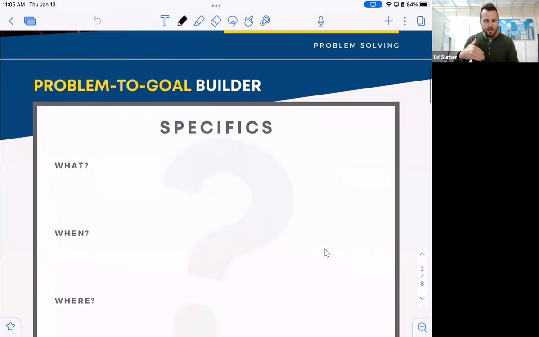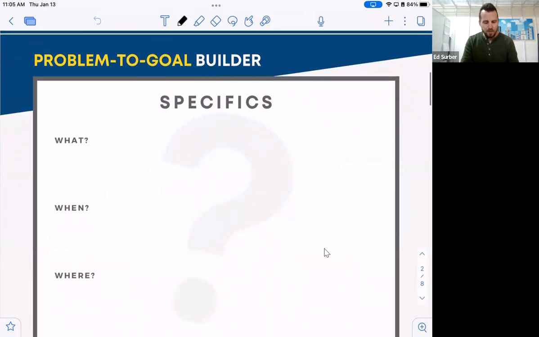So, specifics. The first thing, specifics here: what, when, and where. Again, this is specific to the problem. We want to be very specific about the problem that we're solving. So what, when, and where are good questions to ask yourself, right?